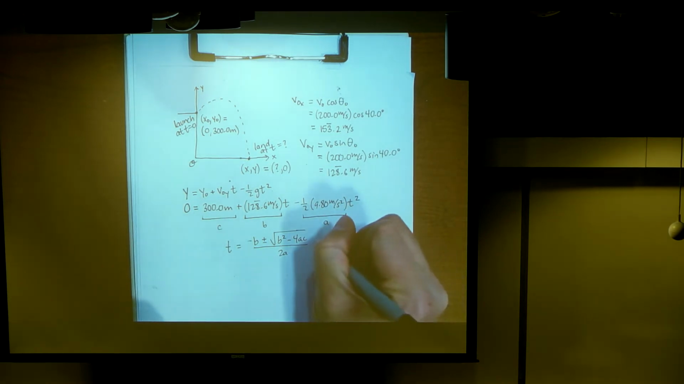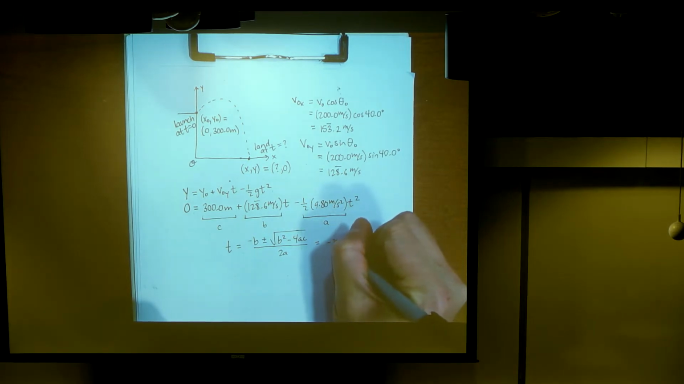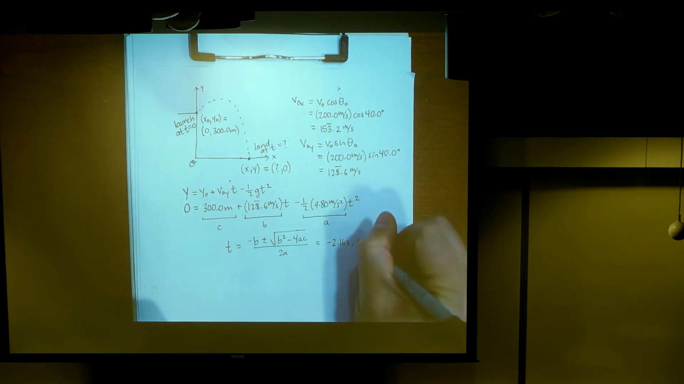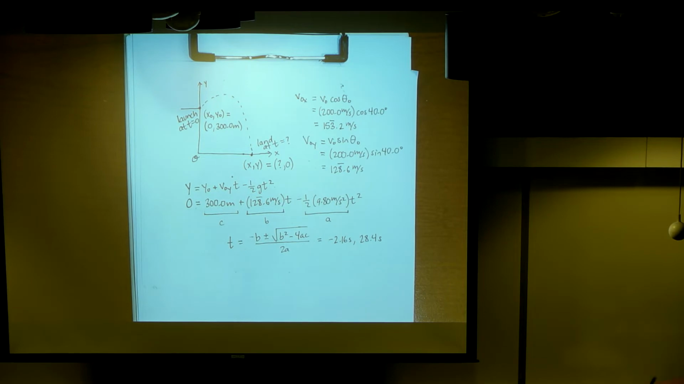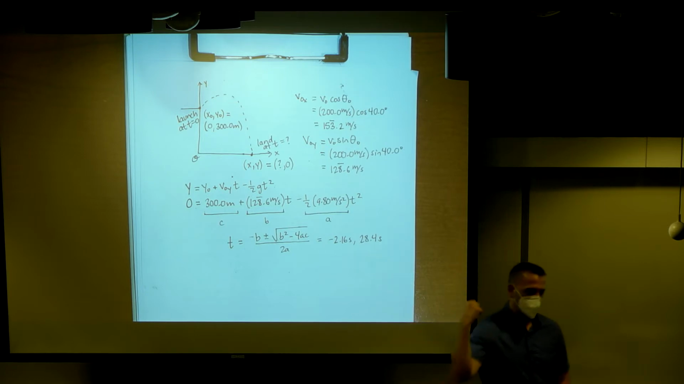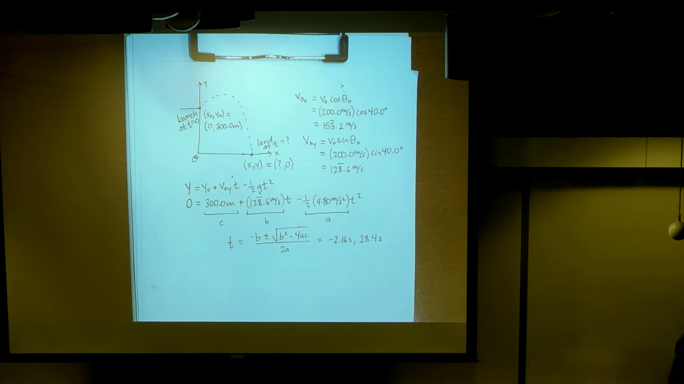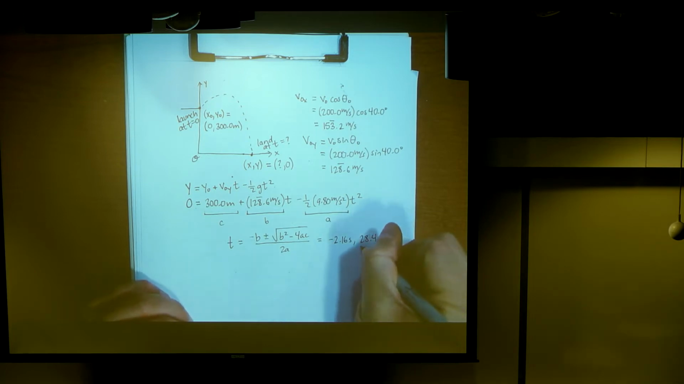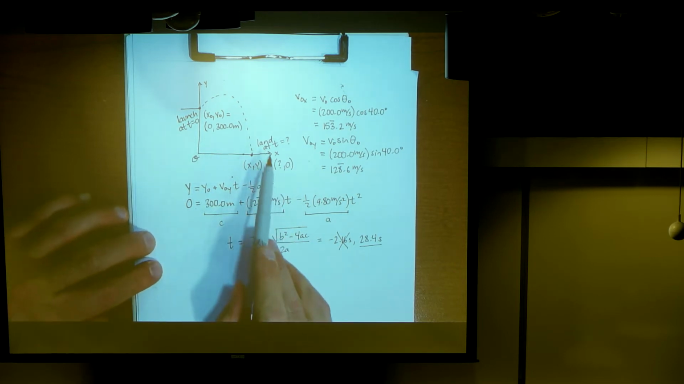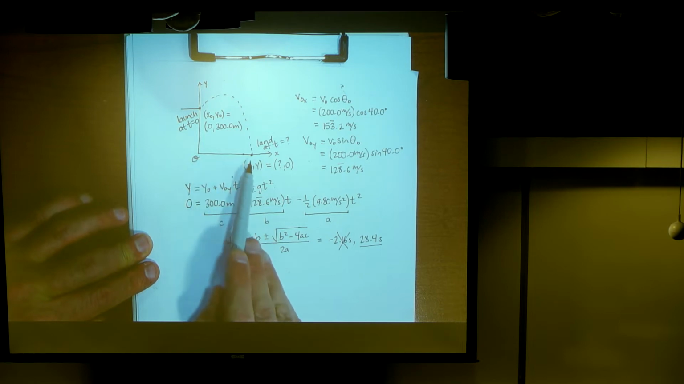So just plug these values into this formula, and here's what you'll get, okay? One solution is minus 2.16 seconds. The other solution is 28.4 seconds. Now, which one of those is the one I actually want? Of course, we want a positive time. It takes 28.4 seconds of flying through the air before this thing lands. So that's the correct one. This one's incorrect.